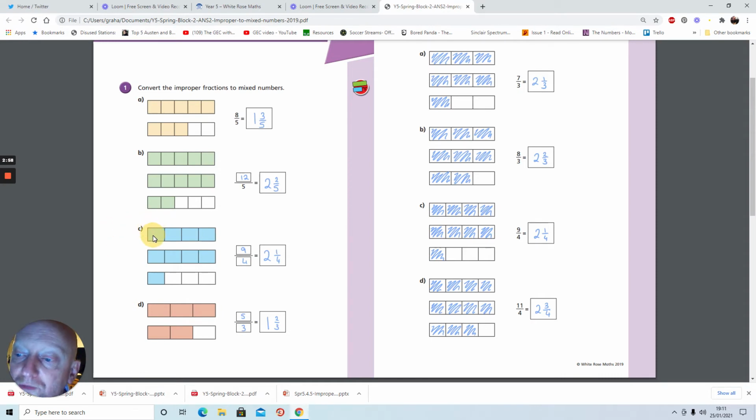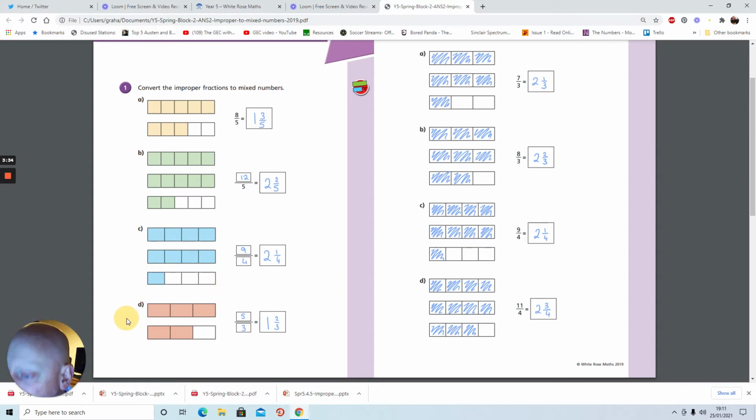So we can count them all. We've got 1, 2, 3, 4, 5, 6, 7, 8, 9. There are 9 quarters shaded in, because these aren't. So what we could do is say, how many 4s are there in 9? We could use our division skills again, and we know there are 2 4s in 9, because 2 4s are 8, and that leaves 1 left over, so it's 2 and 1/4. Or we could look at this lovely visual here and say there are 2 whole ones shaded in, and there's 1 quarter left over. So there's 2 whole and 1 quarter.